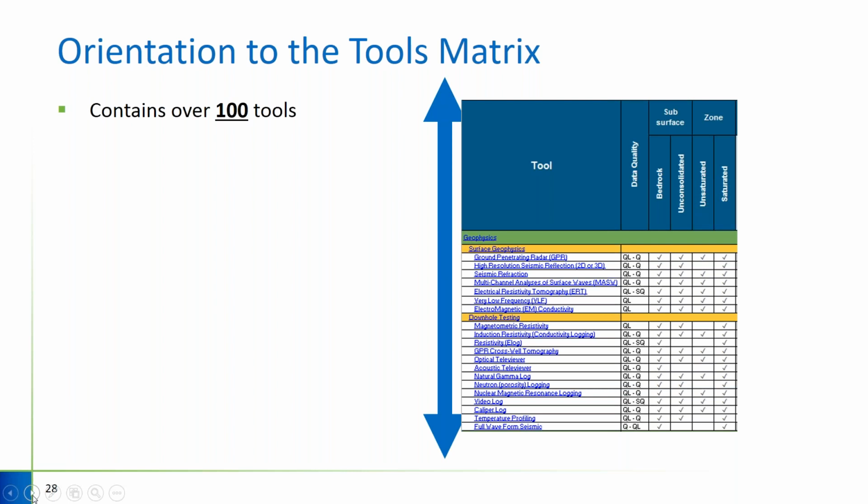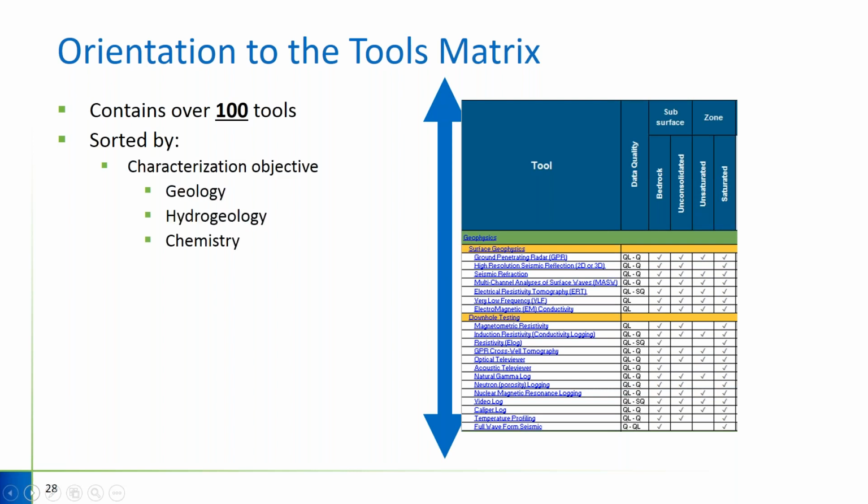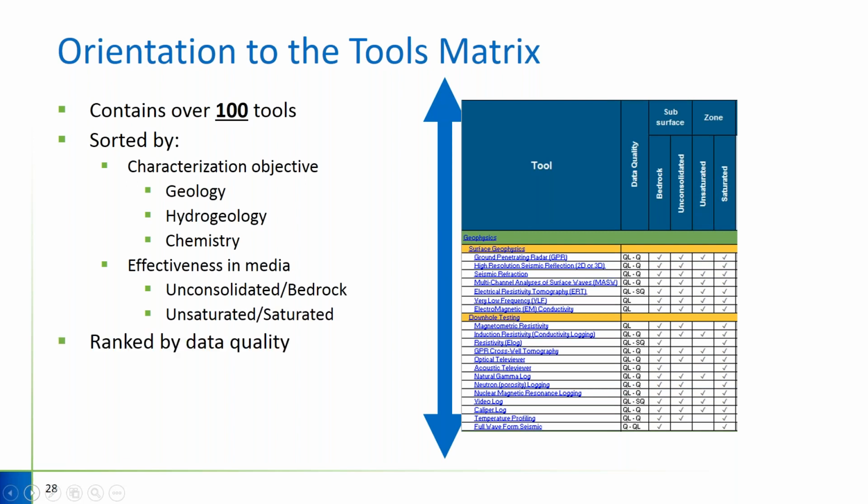So it has well over 100 tools in it, and they are present in rows in the table. They are sorted by characterization objective. So whether you're looking at wanting to know something about geology, hydrogeology, or chemistry, the type of media, so unconsolidated or bedrock, saturated or unsaturated zone, and then the data quality that I talked about before. So you can actually open this thing up and not do any of the sorting or searching, and it just shows everything about all the tools. But that's really kind of overwhelming.